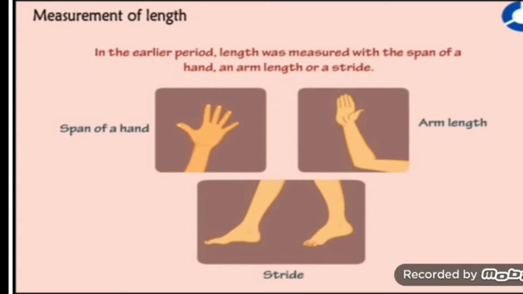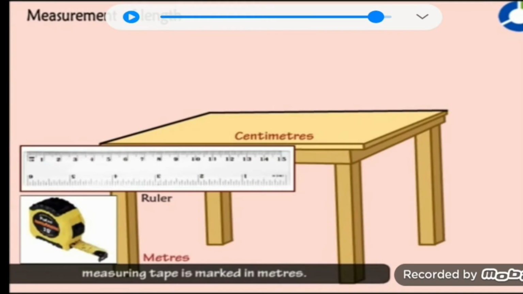In earlier period, length was measured with the span of hand, arm length or a stride. Before using measuring tools, earlier people used to measure the length of object by hand span, arm length or a stride, but it differs from person to person. So there arises a need of measuring tool. Nowadays we use measuring tools such as ruler, meter tape.